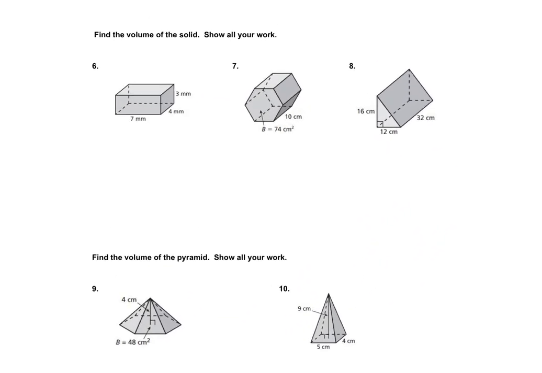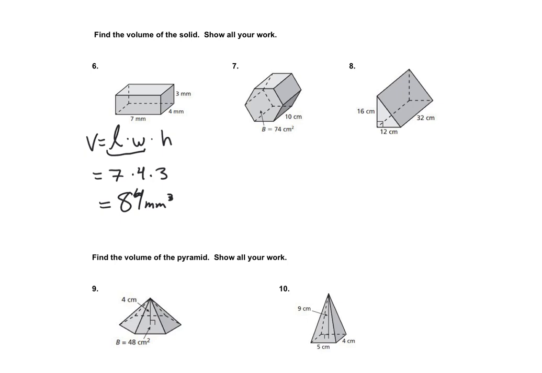Alright, numbers 6, 7, and 8, I'll have us all find volume. Volume for a rectangular prism is given by length times width times height, where this part right here represents my base area. Okay, 7 times 4 times 3 is how I would do that, by filling in all my numbers. 7 times 4 times 3 is 84 cubic millimeters. Remember, for volume, we're working in cube units.